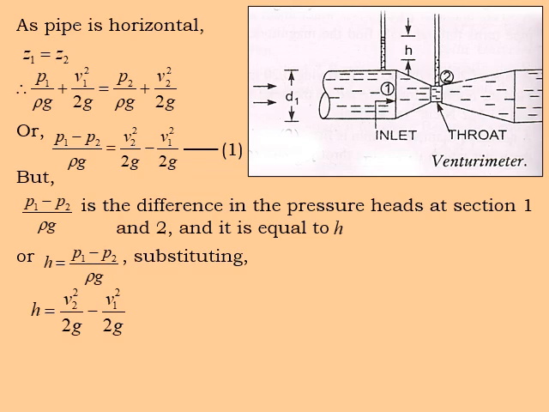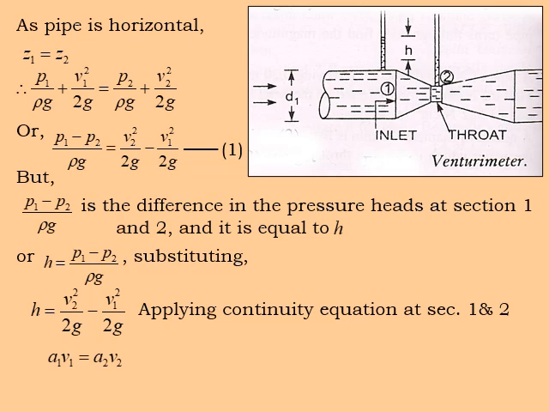Now substituting that, on the left hand side P1 minus P2 by rho g equals V2 square by 2g minus V1 square by 2g. With respect to that, we can write this expression as H equals V2 square by 2g minus V1 square by 2g. Then applying the continuity equation at sections 1 and 2: according to the continuity equation, A1 into V1 equals A2 into V2. That is, the rate of flow at section 1 equals the rate of flow at section 2.